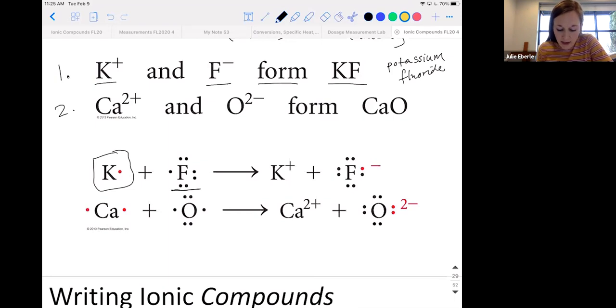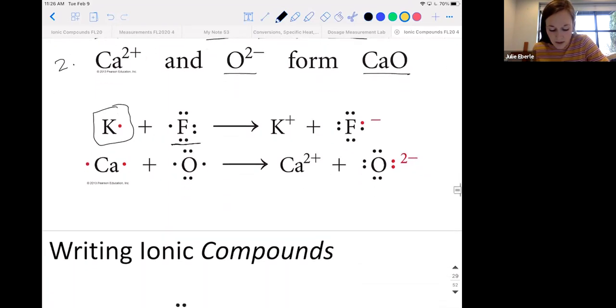Another one, calcium and oxygen. Calcium's got a +2 because it's main group 2. Oxygen has a -2 because it's main group 6. It receives 2 valence electrons. So we end up with calcium oxide. Calcium oxide, example of an ionic compound.